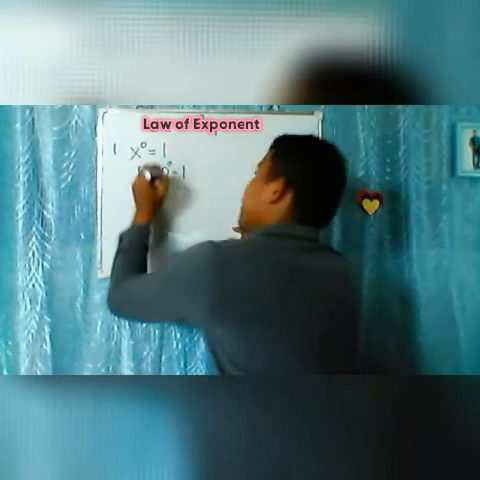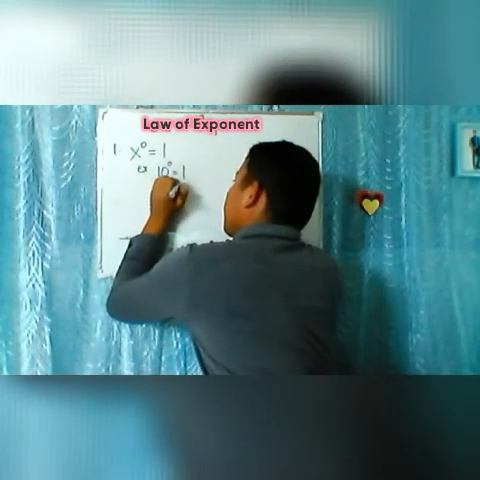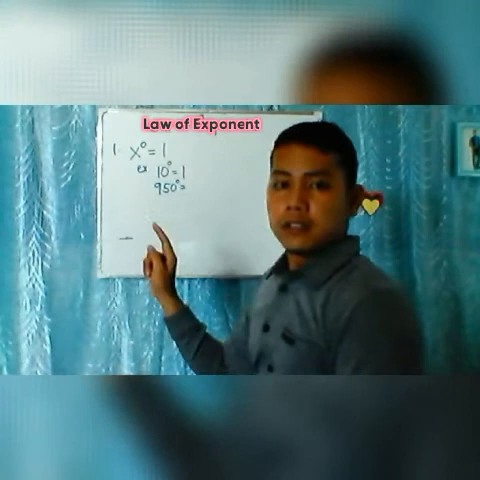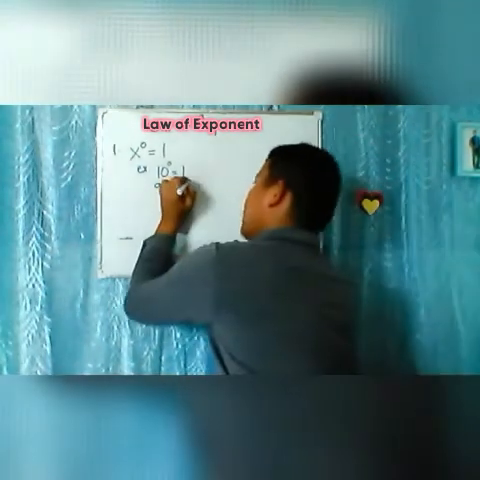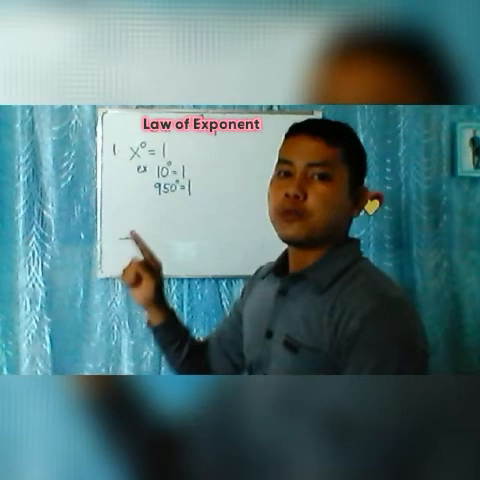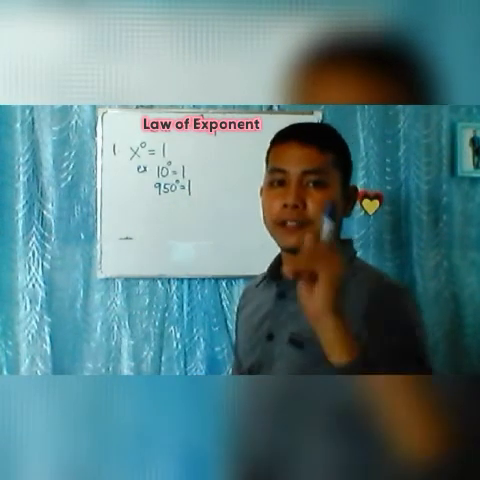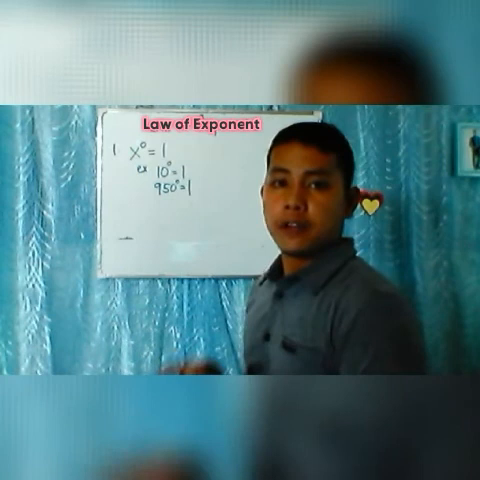So, another example. 950 raised to the power of 0 is what? Yes, very good. It's equal to 1 also. Take note of that. Any number that raised to the power of 0 is always equal to 1. So that is the first law of exponent.